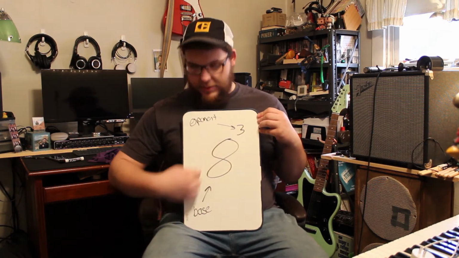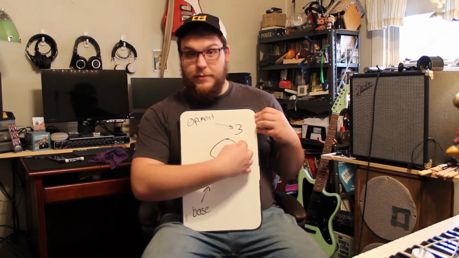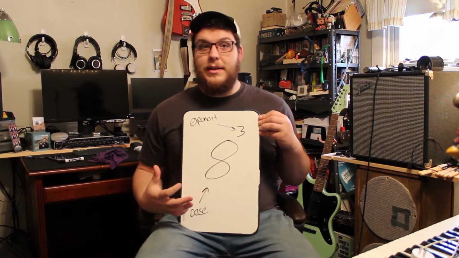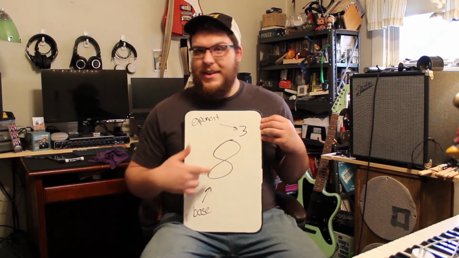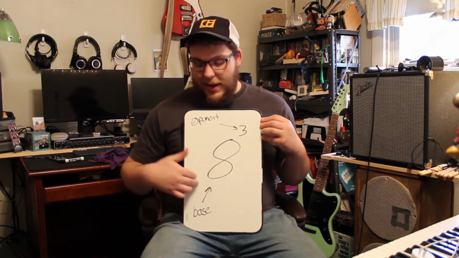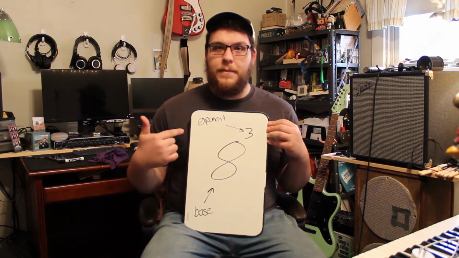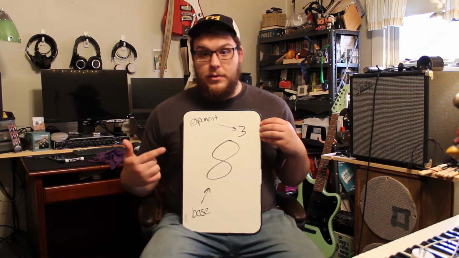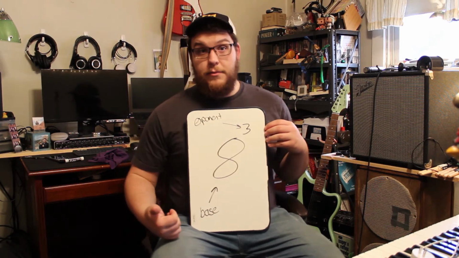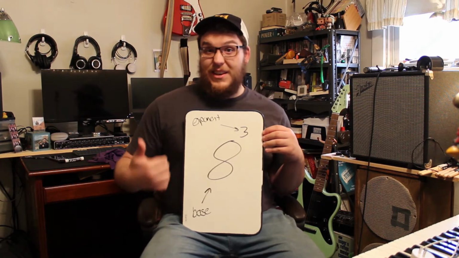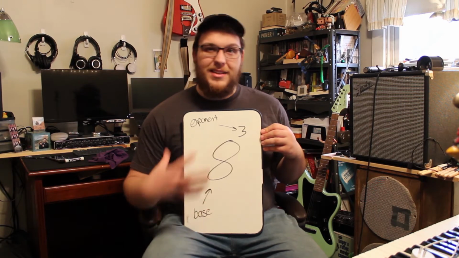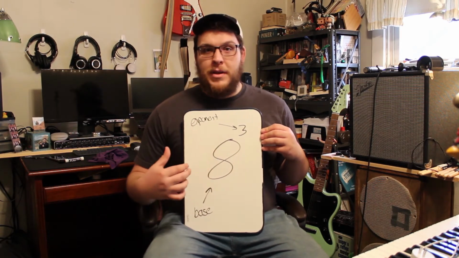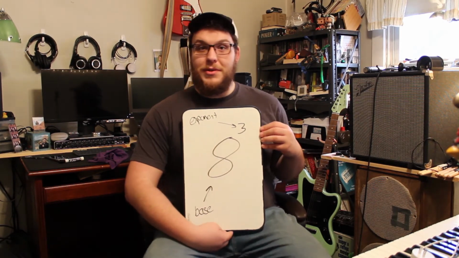So base, exponent. And all this says is, and contrary to popular belief, it's not 3 times 8, or 8 times 3. It's 8 times itself 3 times. So you got 8 times 8, which is 64, and then 64 times 8, which would be 512. So that's what we're working with here. Let's go to a couple examples and I'll show you what we're talking about.